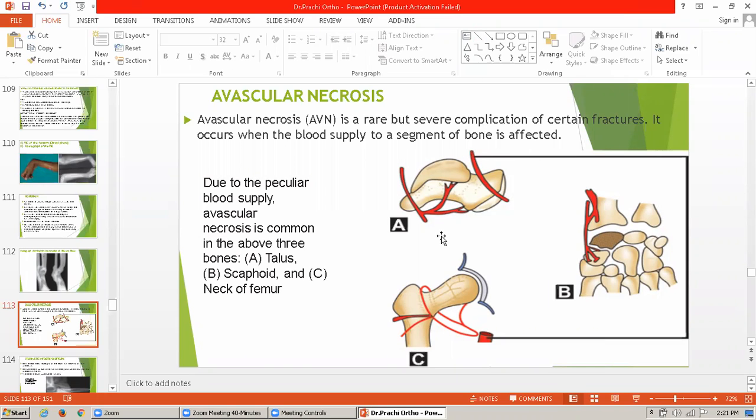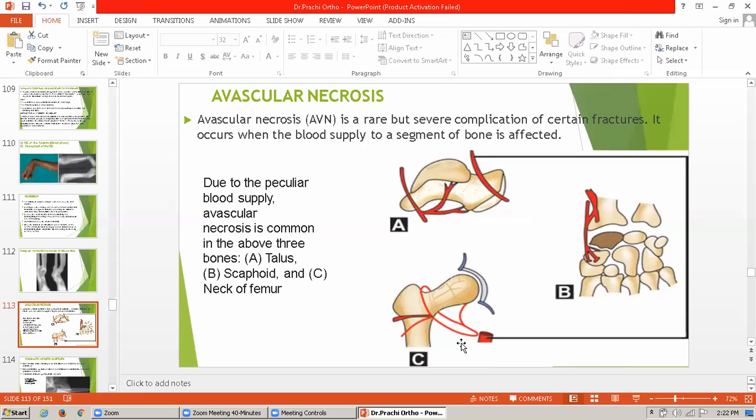Due to the peculiar blood supply, avascular necrosis is common in three bones. The first one is the talus. This is diagram A showing the talus and its blood supply. Diagram B shows the scaphoid bone and its blood supply. Then the third one is the neck of the femur with its blood supply.